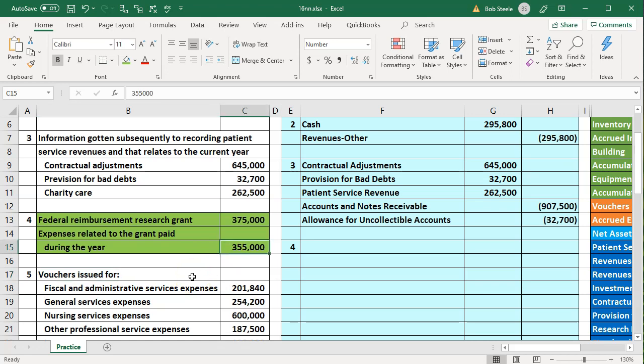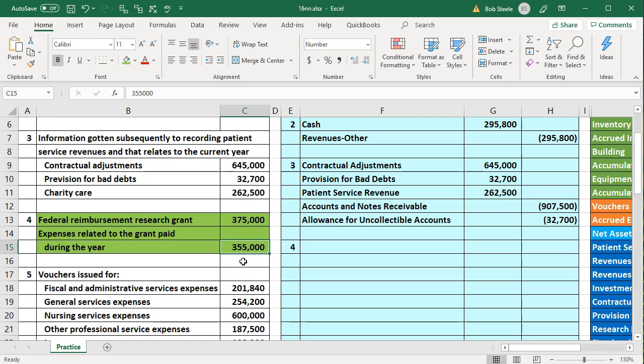Okay, so there's going to be 2 transactions that are going to happen here. We have a federal reimbursement grant. So that means that it's a reimbursement grant, meaning we must have spent the money that the grant will then reimburse us on. So the amount that we paid related to the grant for the time period is the $355,000.